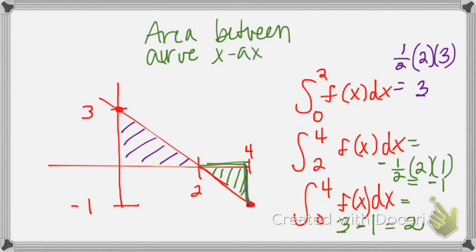If the problem would have said find the area between the curve and the x-axis, then my answer would be 3 plus 1, which is 4. And so I don't consider whether it's below the x-axis or not. Integral considers it, area does not.